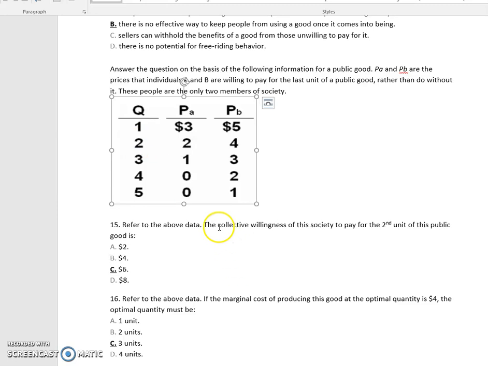Second unit collective willingness means what? Suppose there are only two people in this society, individual A and individual B. It's a simplification. Normally there are thousands of people, but to make things simple, we say just individual A and individual B, and we also know how much they each want to pay for the second unit of public good. Individual A wants to pay $2, individual B wants to pay $4 for that unit. So 2 and 4 is $6. That is how much they want to pay for the second unit.